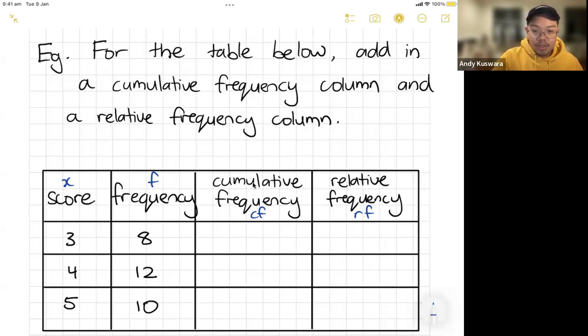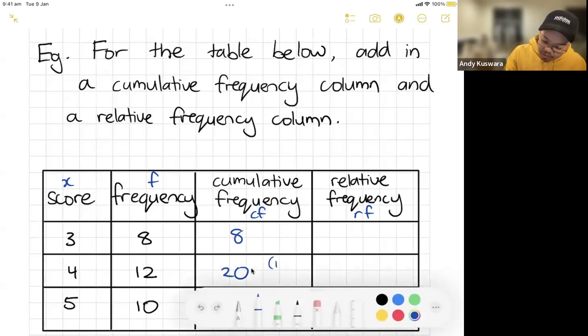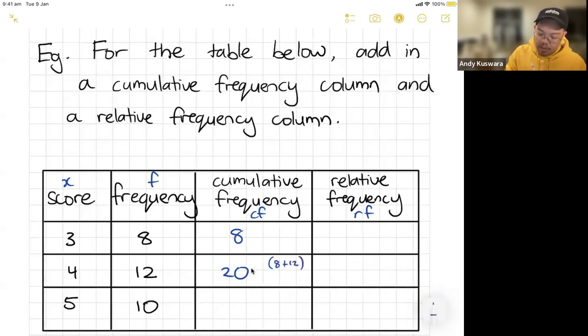Now, if it's cumulative, I want you to add it up. So by the time I've done my score 3, I've counted a total of 8 scores. Once I've gotten to score number 4, I've counted an extra 12, and so I add these two numbers together. I go 8 plus 12. I've now counted up to a total of 20 scores, because that's 8 plus 12. Just in case you didn't see where that came from.